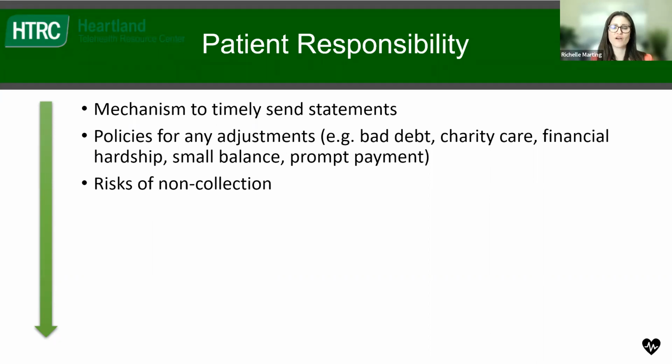Do you have policies for writing off bad debt, sending accounts to collections, how many efforts you will take before you write an account off, charity care, financial hardship, small balance write-offs, or prompt payment for self-pay patients where you might discount your charges a little bit?